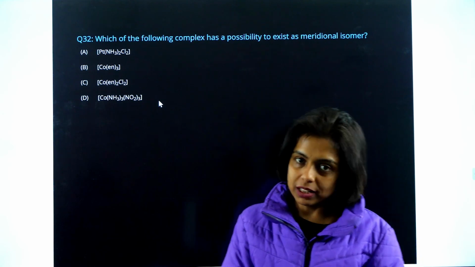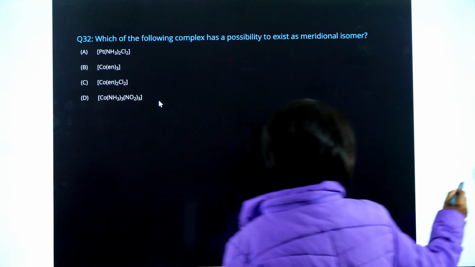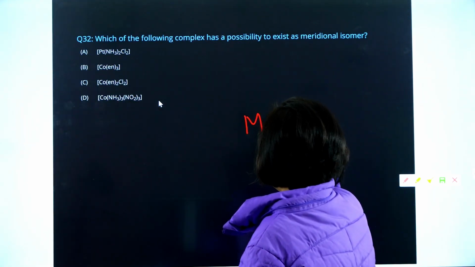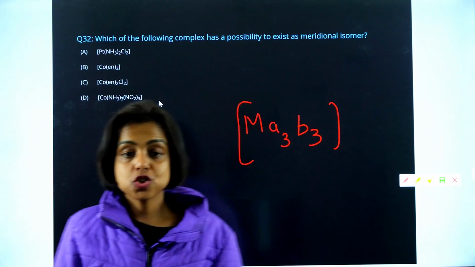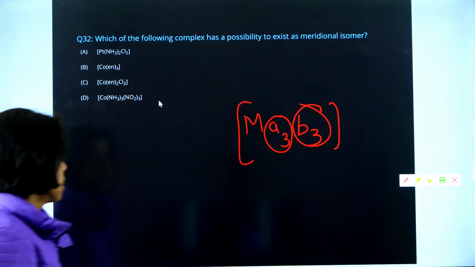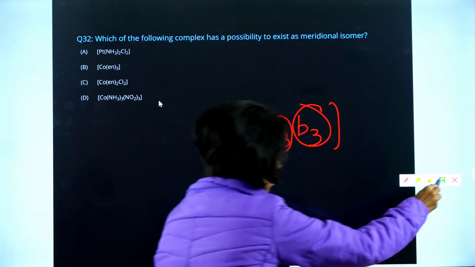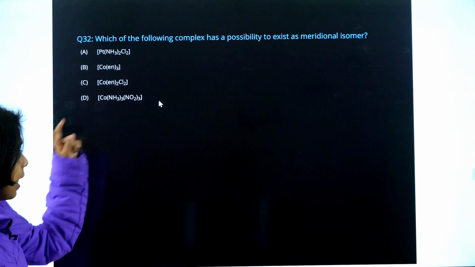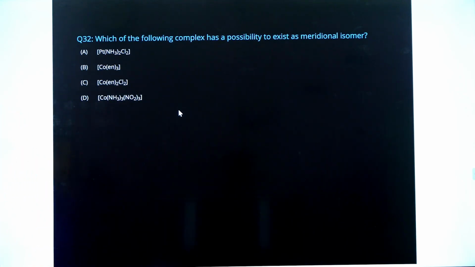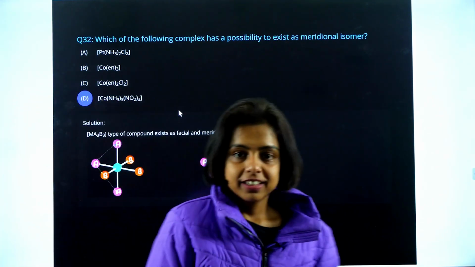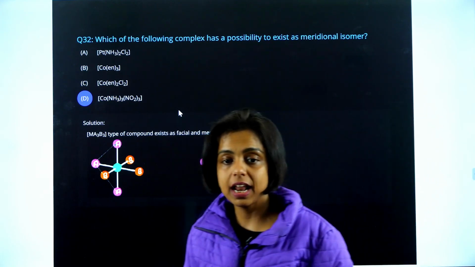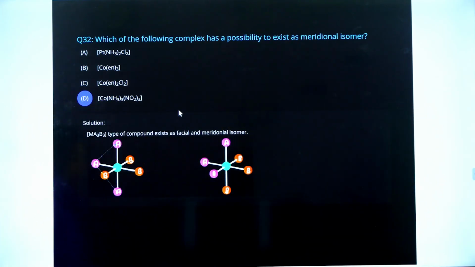So facial and meridional, this kind of isomerism is shown by which kind of complexes? Ma3b3, right? So Ma3b3 type complexes will show this facial and meridional type of isomerism, right? Three ligands same, another three are same. So which of them, according to you, is satisfying that general format Ma3b3? Three same ligands, another three same ligands. So I am sure the only option that we have is D, donkey, right? So three amine and three nitro groups are there. So it can show facial and meridional isomerism, as you can see in the figures here.